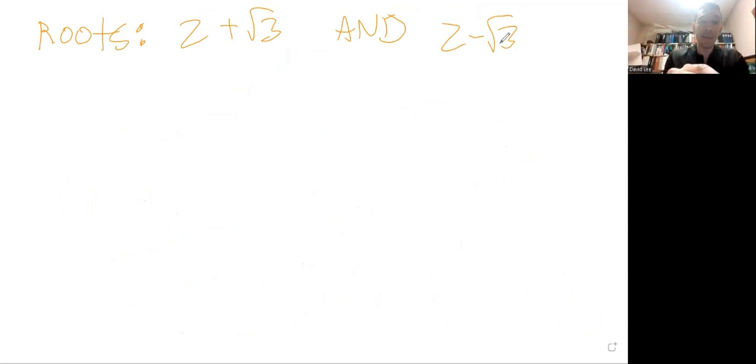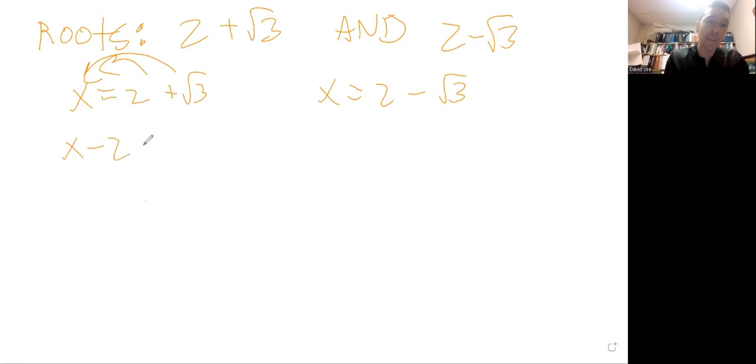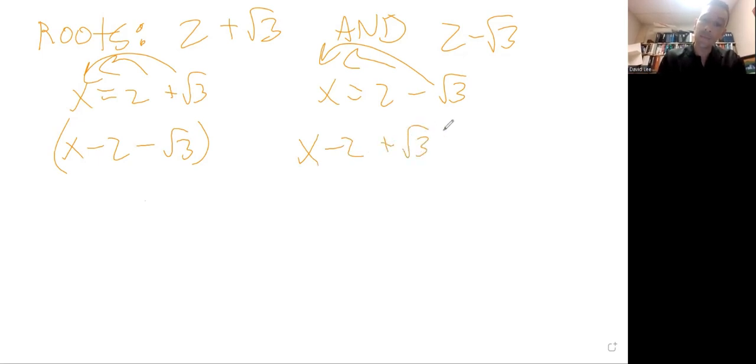Well, it follows the same steps as the other problem. We can go x equals 2 plus square root 3. X equals 2 minus square root 3. And now bring everything to the side of the x. The first one would go x minus 2 minus square root 3. Here, do the same thing. Bring them to the side of the x. That would say x minus 2 plus square root 3. And now we have to multiply these out.